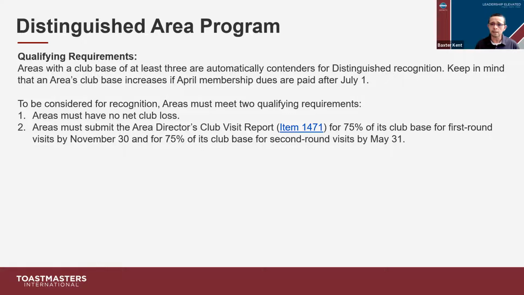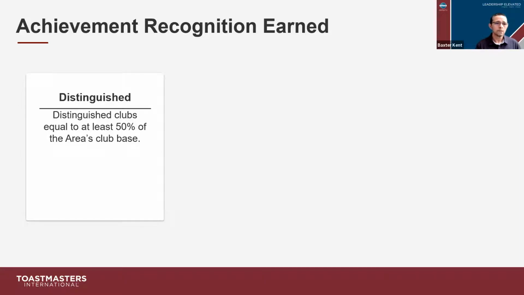Now, the program builds on club success and complements the goals that the division and district set to earn the Distinguished Recognition Awards. Areas might receive a Distinguished, Select Distinguished, or President's Distinguished by meeting these specific goals, and all the goals are calculated using the area's club base. So distinguished. To be a distinguished area, you must have at least a number of distinguished clubs equal to at least 50% of the area's club base. And what does that mean? If an area has 4 clubs, at least 2 of them must be a distinguished club for the area to be a distinguished area, in addition to having no net loss of clubs.